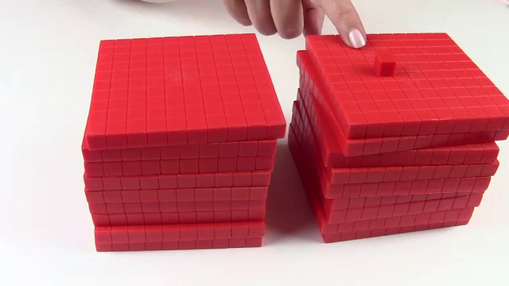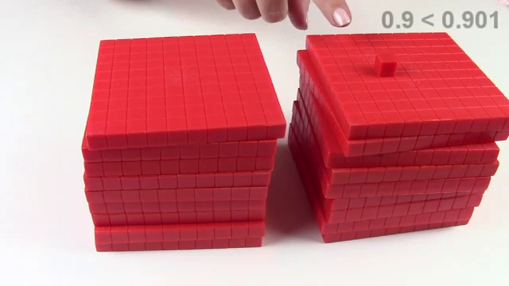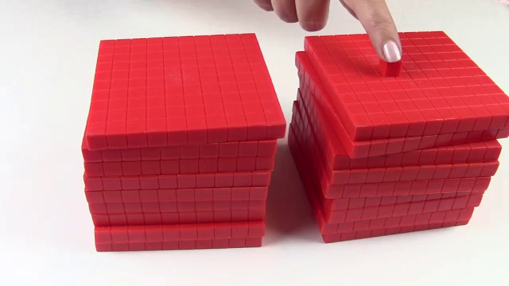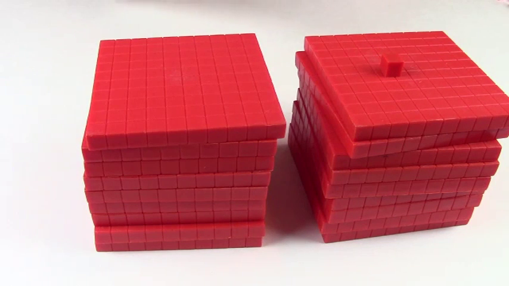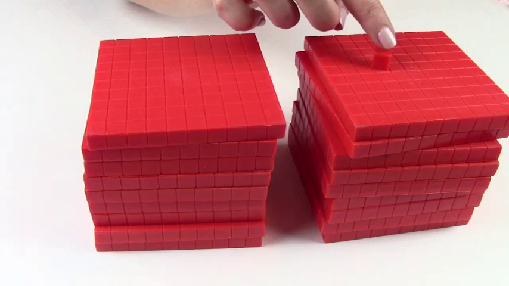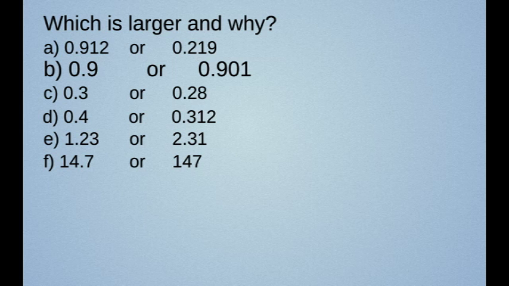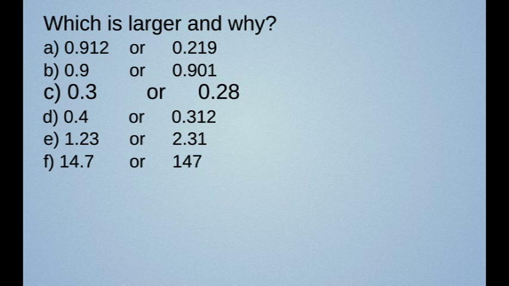Here we have 901 thousandths, which is also equal to 9 tenths, 0 hundredths, and 1 thousandth. You could talk about why we call this 901 thousandths if they're still not quite understanding by explaining that if we were just using the little blocks, we would need 900 and one of them to make up this entire stack.